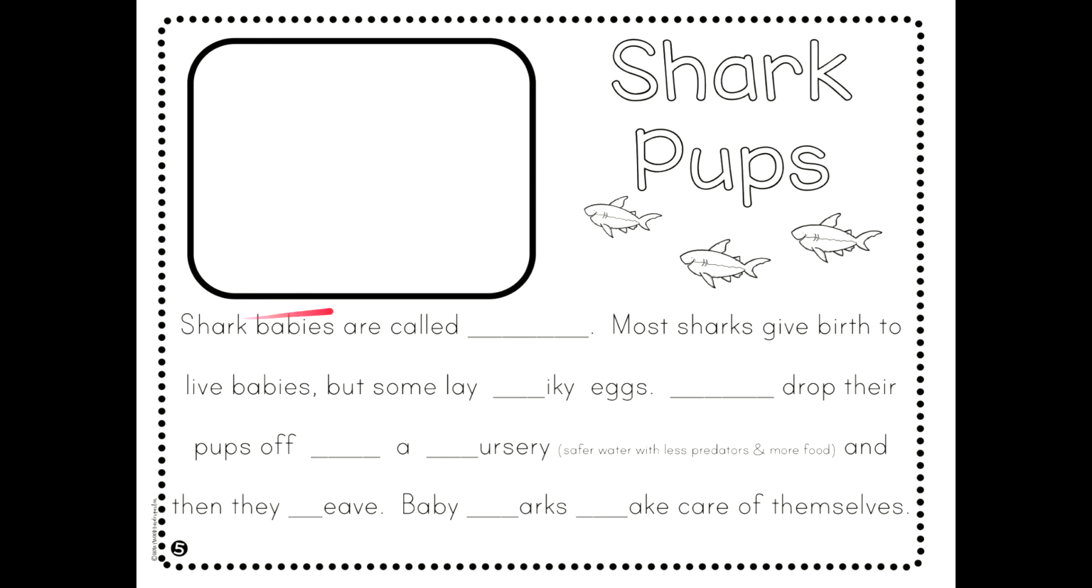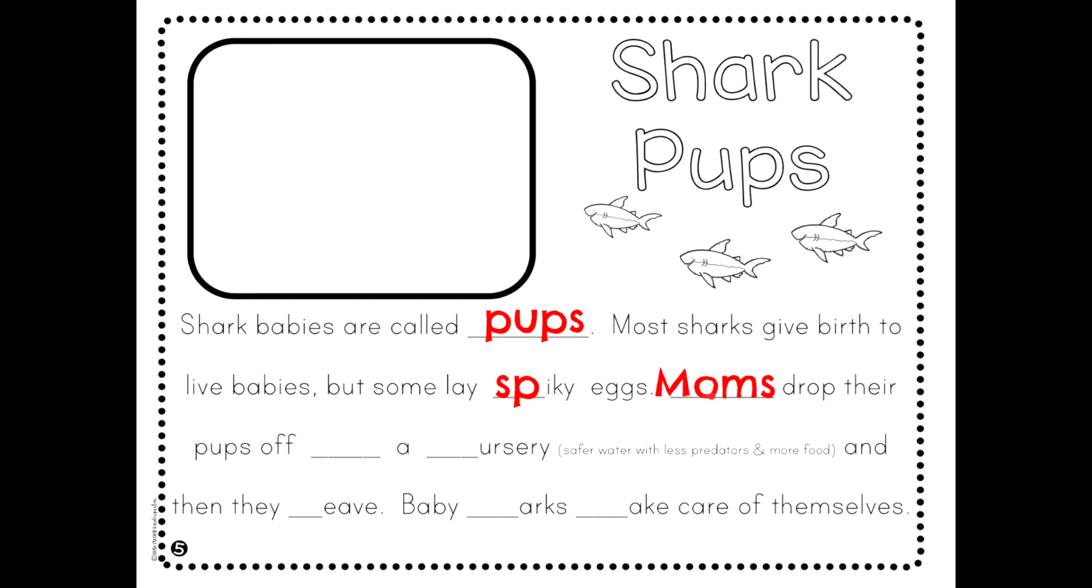All right, I'll read aloud to you and we'll fill in the blanks on the way. Shark babies are called pups, P-U-P-S. Most sharks give birth to live babies, but some lay spiky eggs. Spiky, S-P for spiky. Shark babies are called pups. Most sharks give birth to live babies, but some lay spiky eggs.